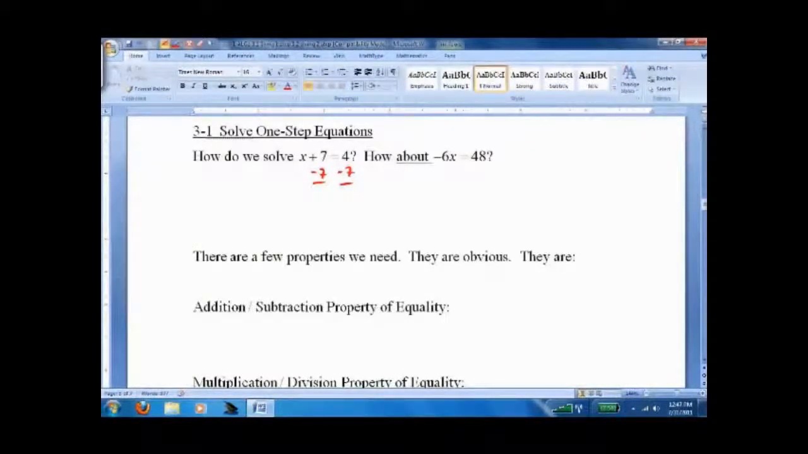And when I do this, I often cross it out to show that it vanishes, and then I add or subtract down. So 4 plus negative 7, or 4 minus 7, is negative 3. X equals negative 3. Underline it just to show I'm done.